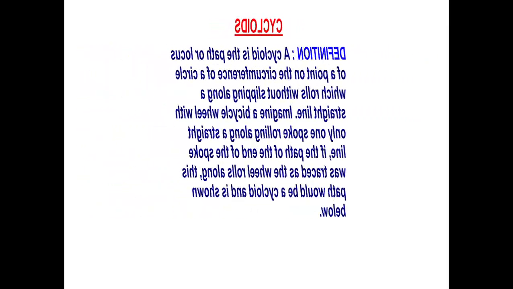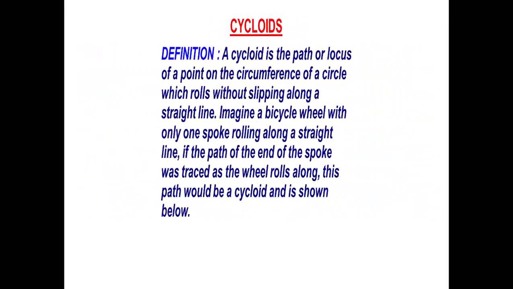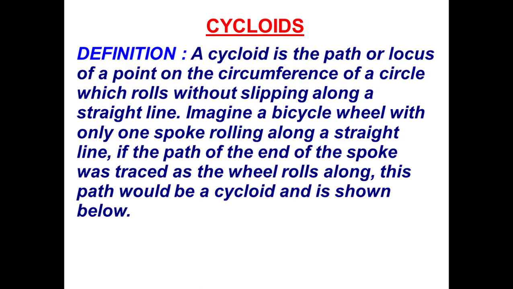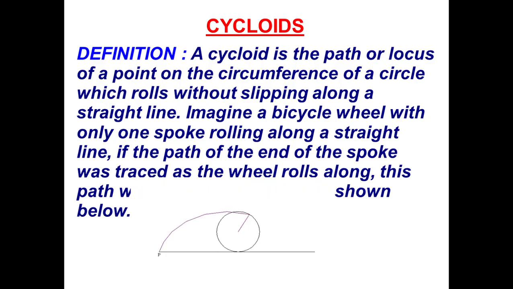Now cycloids. A cycloid is the path or locus of a point on the circumference of a circle which rolls without slipping along a straight line. Imagine a bicycle wheel with only one spoke rolling along a straight line. If the path of the end of the spoke was traced as the wheel rolls along, this path would be a cycloid, as shown below.